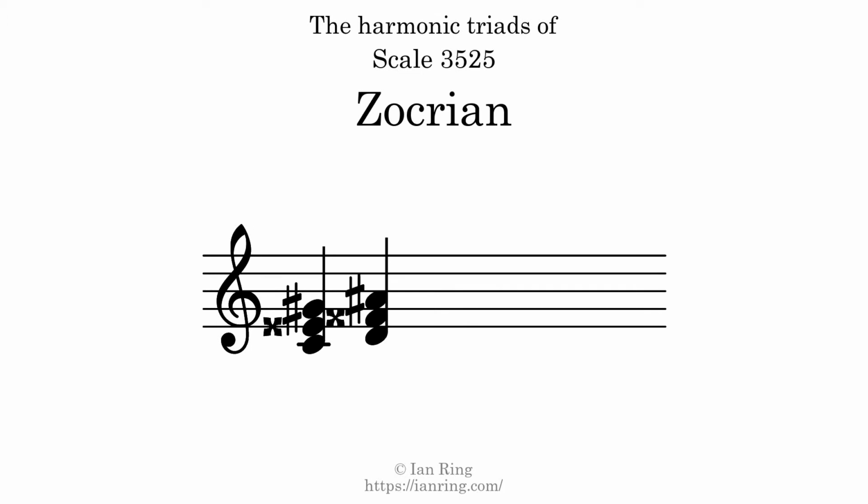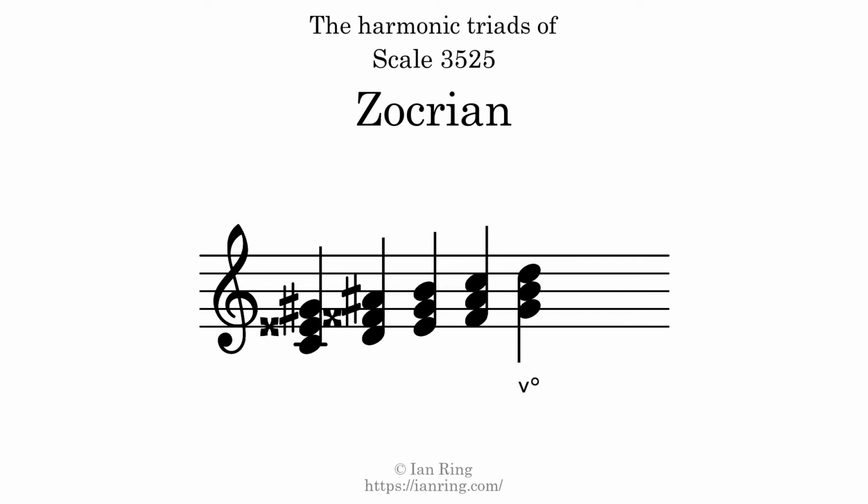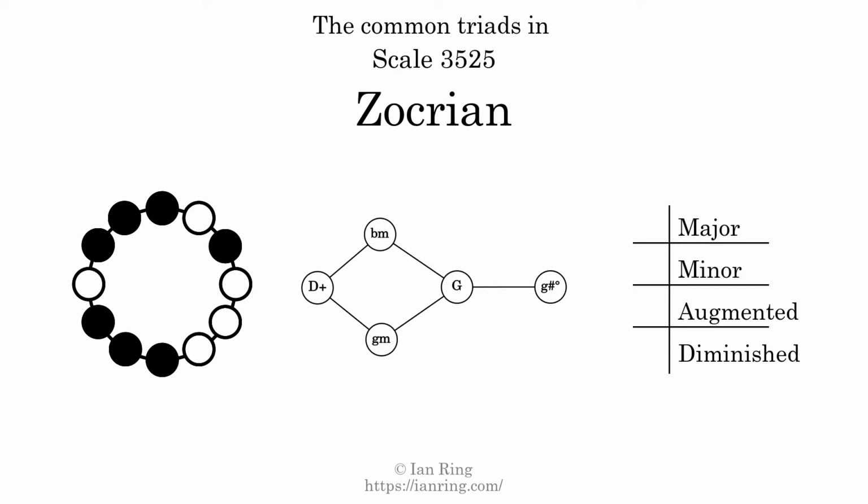Here are the harmonic triads present in this scale. Unnamed, unnamed, unnamed, unnamed, diminished, unnamed, unnamed. Here are the common triads present in this scale. The diagram in the center is a graph of parsimonious voice leading between triads. There is one major triad. There are 2 minor triads. There is one augmented triad. There is one diminished triad. Here is a Hamiltonian path of parsimonious voice leading that uses all the triads.